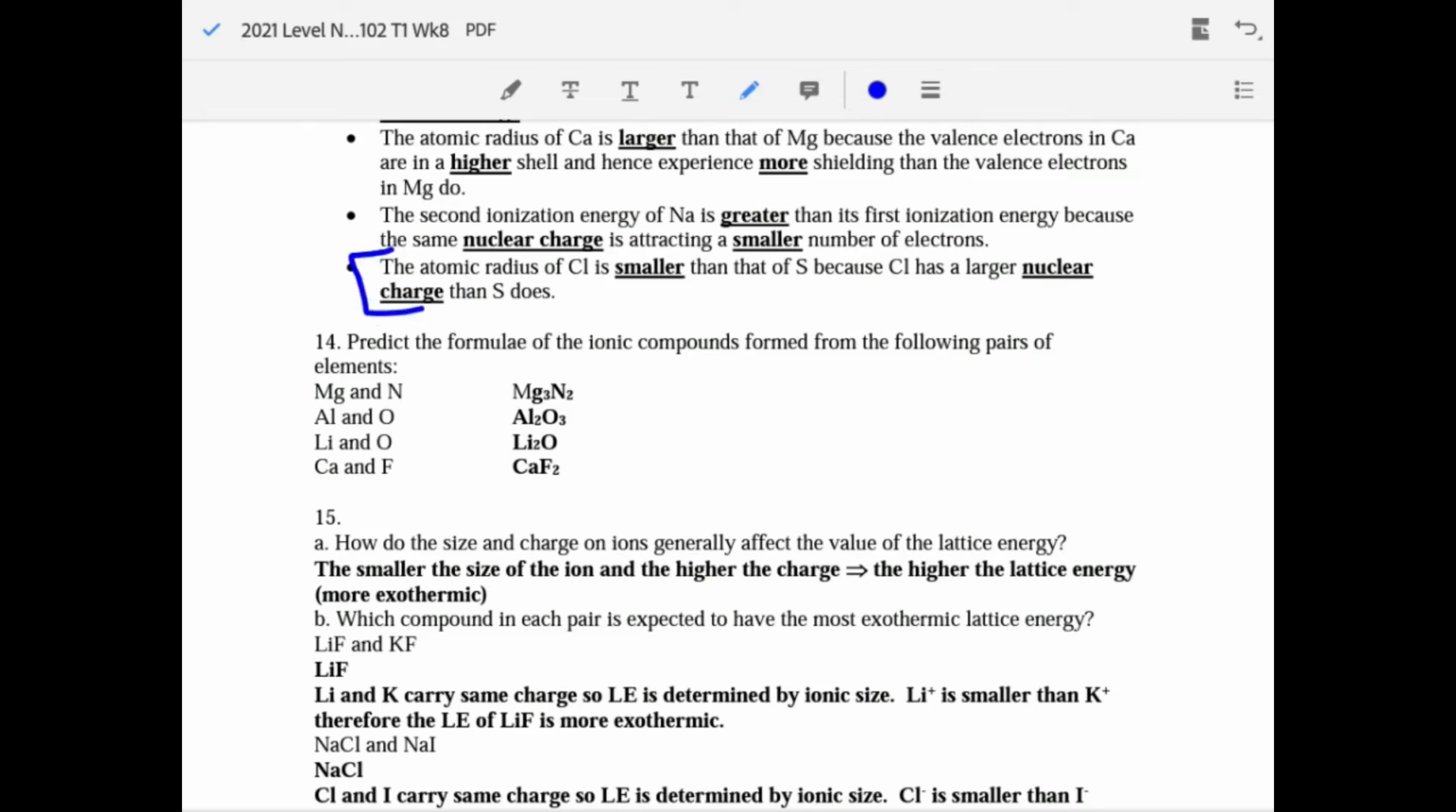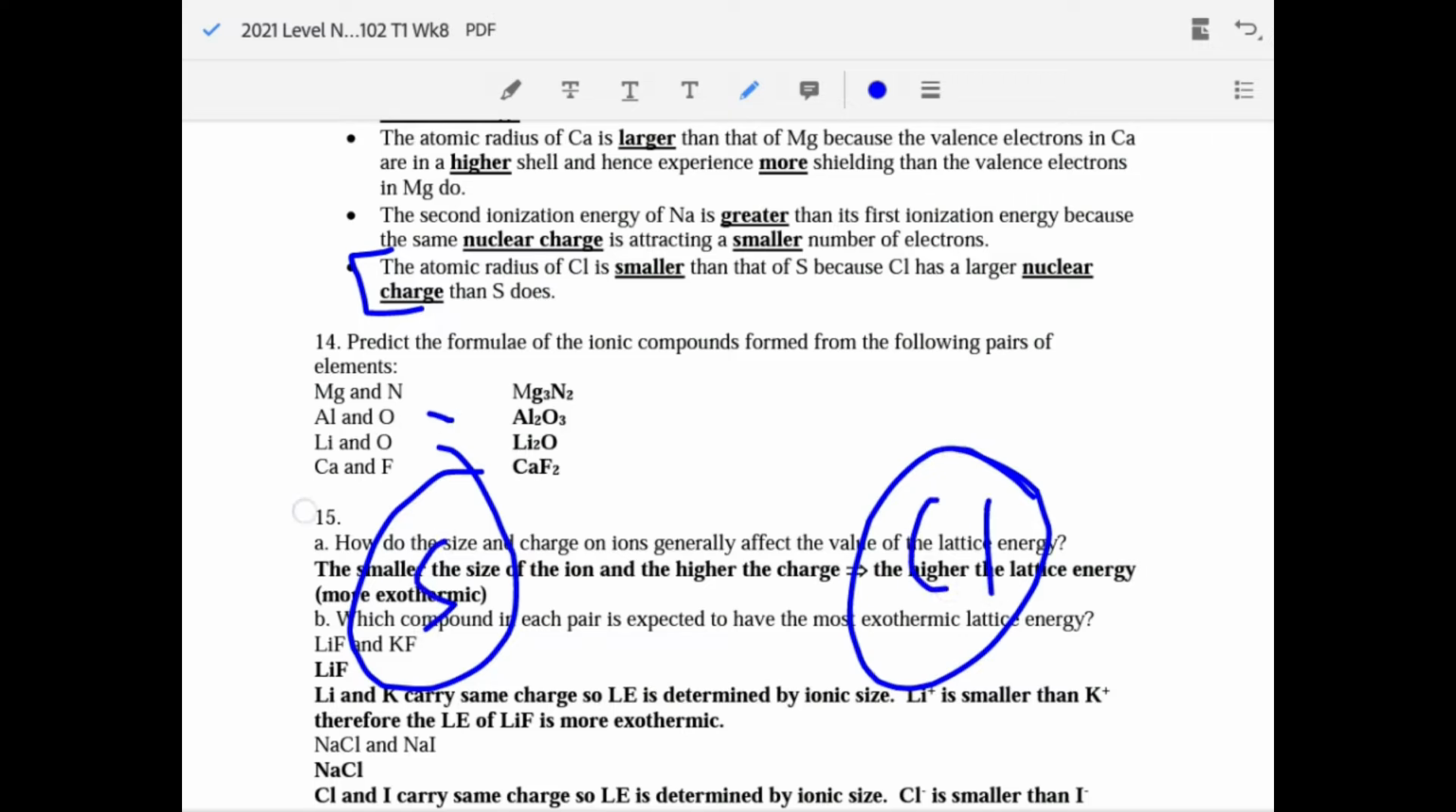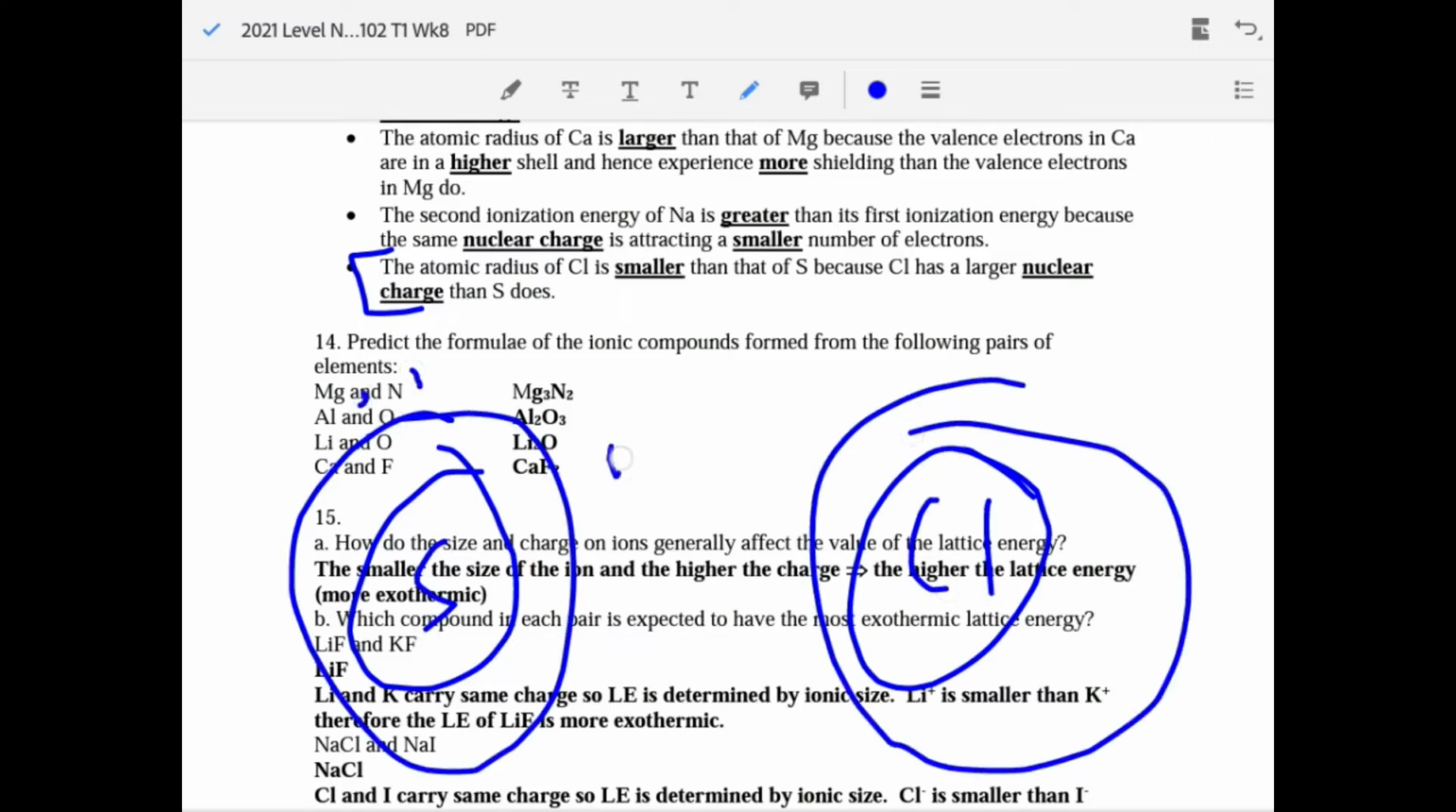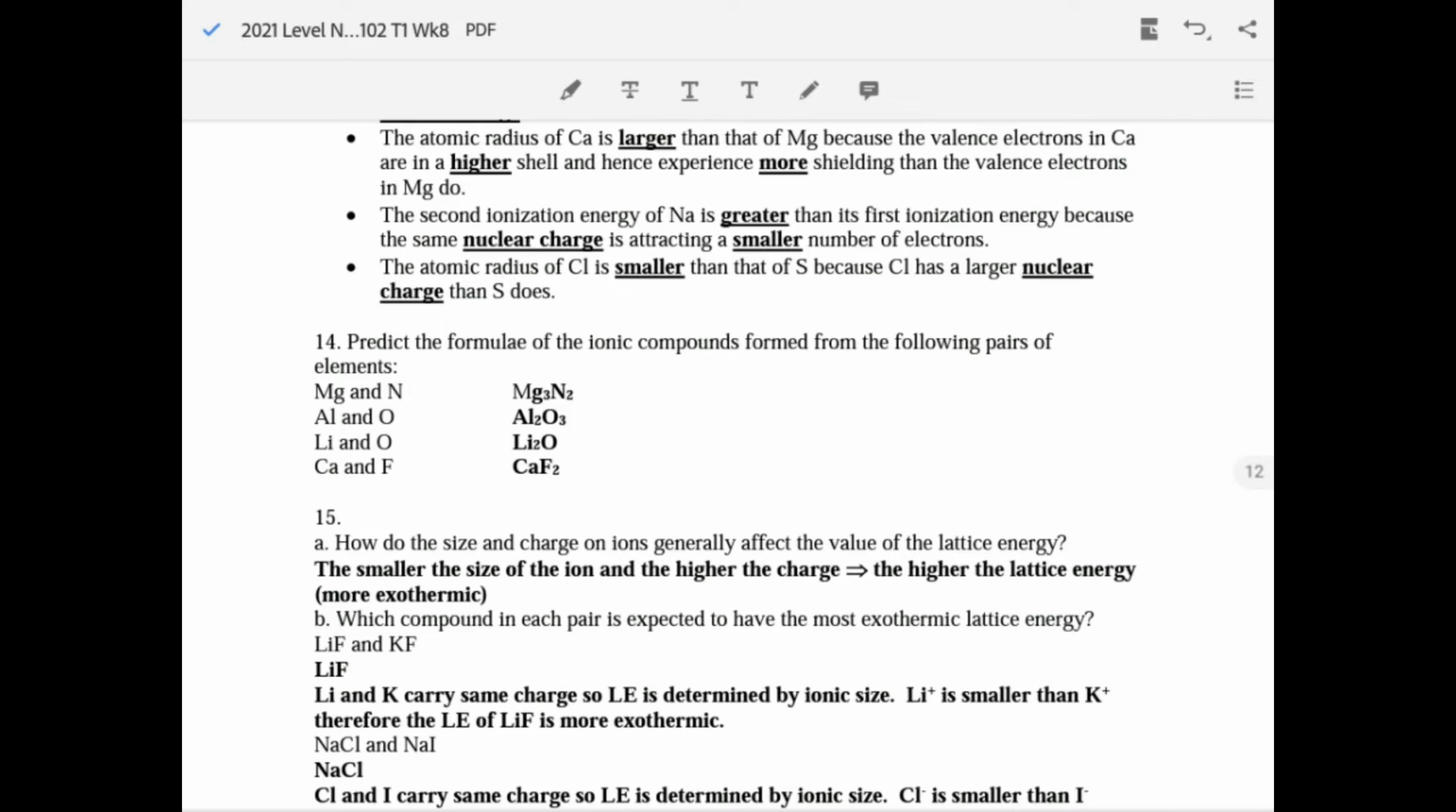And the atomic radius of Cl is smaller than that of S because Cl has a larger nuclear charge. So it's the same period, Cl, S, same shielding. And this one has 6, and this one has 7. So as you can see, the shielding is the same, but therefore it depends on the nuclear charge. So Cl has a greater nuclear charge, and it attracts the electrons closer. So this is closer, and as it attracts them closer, the size is smaller. So therefore Cl has a smaller size due to its larger nuclear charge.